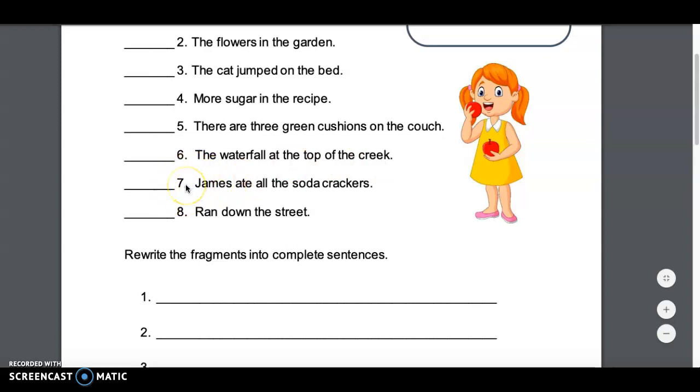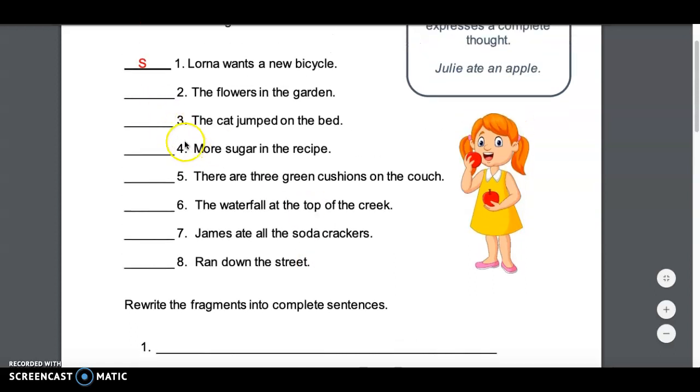Number 7. James ate all the soda crackers. Is this a complete sentence or is it a fragment? And number 8, ran down the street. Is this a complete sentence or a fragment?